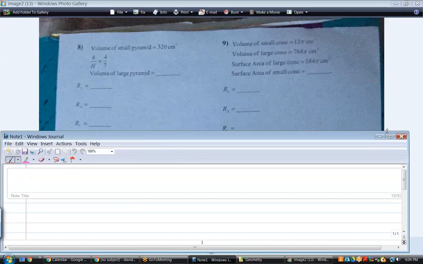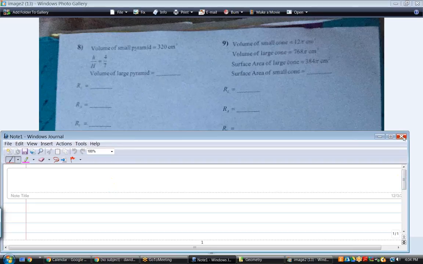So let's look at number 8. I guess we're supposed to know that little h is the height of the small pyramid and big H is the height of the large pyramid? Yeah. Okay. So which ratio is that? Is that R sub L, R sub A, or R sub V? I would say R sub L.